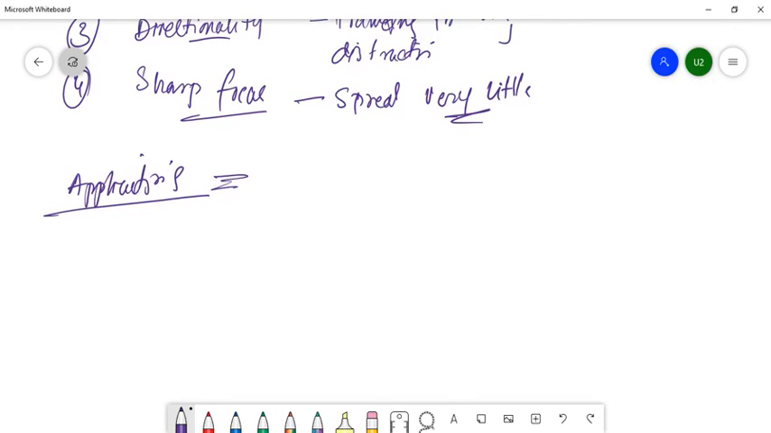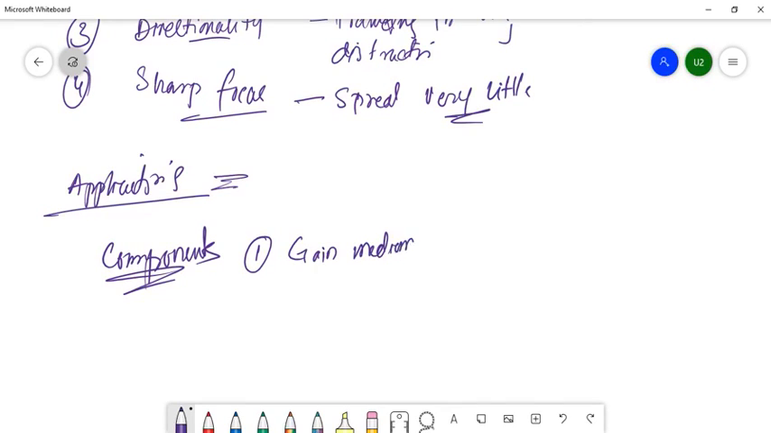So what are the components of laser? Its main component is the gain medium. It provides the source of optical gain. Optical means light within a laser for stimulated emission.